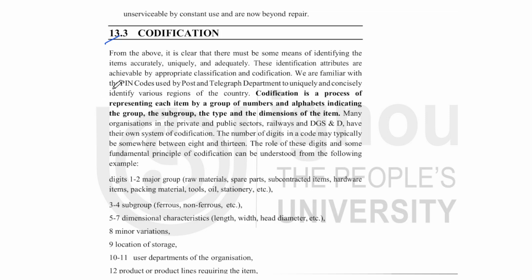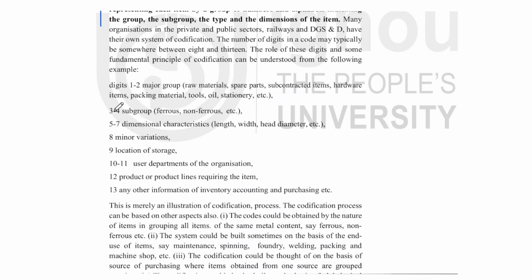So we are familiar with the pin codes used by the post and telegraph department to uniquely and consistently identify various regions of the country. And codification is a process of representing each item by a group of numbers and alphabets indicating the group and the subgroup, the type, and the dimension of the item. Many organizations in the private and public sectors, railways and DGS&D, have their own system of codification. The number of digits in a code may typically be somewhere between 8 and 30. And the role of these digits and some fundamental principles of codification can be understood from the following example.